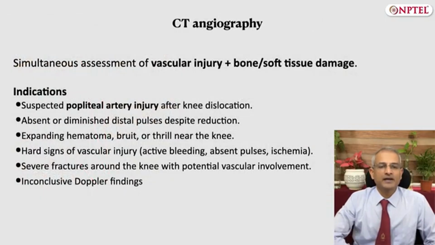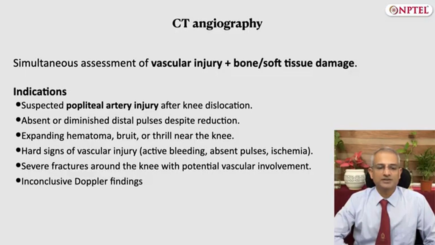CT can also be combined with angiography, and this gives a simultaneous assessment of both the bony and vascular injuries. CT angiography is indicated in high energy trauma cases or where there was a dislocation of the knee, since these cases have a very high incidence of vascular injury. It helps detect any popliteal artery occlusion, any intimal tears or thrombosis in the artery. It is a rapid, non-invasive alternative to conventional angiography and is often combined with Doppler ultrasound for follow-ups in cases of vascular injuries.